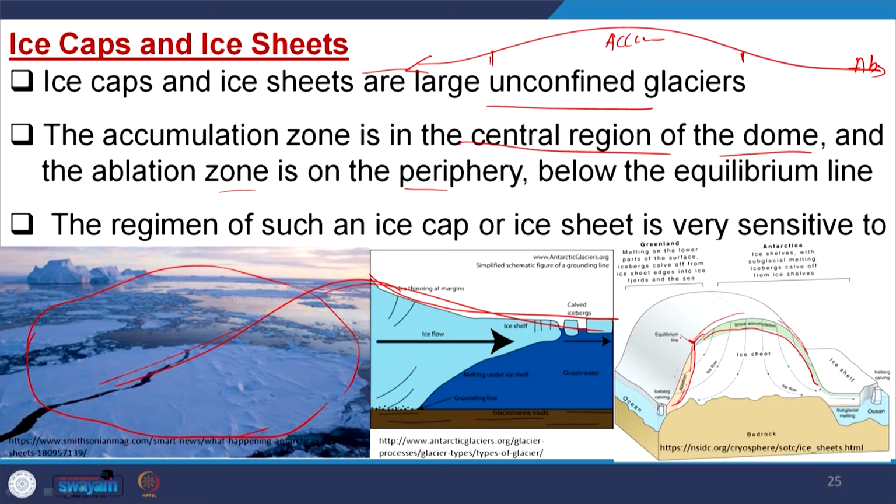So that means with this increase of temperature, this ice sheet melts, the equilibrium line shifts and this cross section also changes. Vertically it goes down and laterally it shrinks. As it is an unconfined system, this shrinkage is from all sides, from the top and from the four sides of the system.